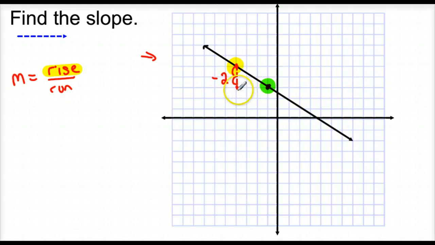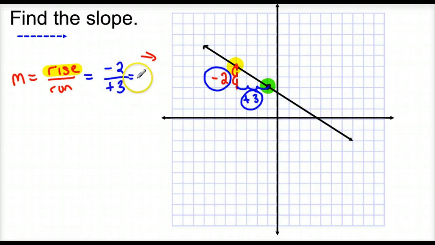And then how many units to get to the right here? I have to go 1, 2, 3 units to the right, so it's +3 because I'm going to the right. So I had to go down, which is my -2, and I go to the right, which is my +3. So my rise is down 2, my run is to the right 3. So I have -2 divided by +3. A negative divided by a positive is a negative, and 2 divided by 3 we could just leave as 2/3. So the slope here is -2/3.